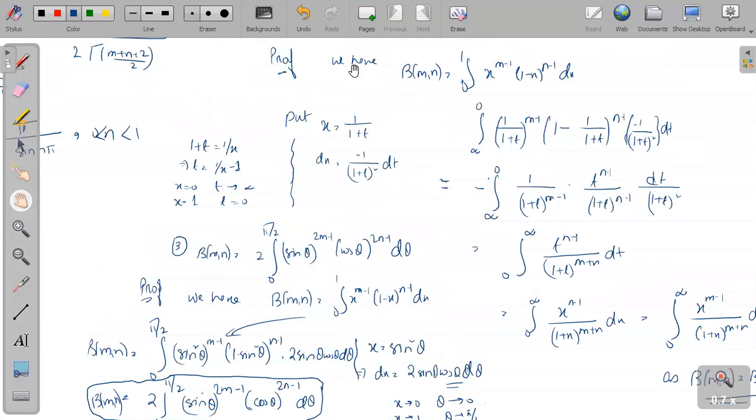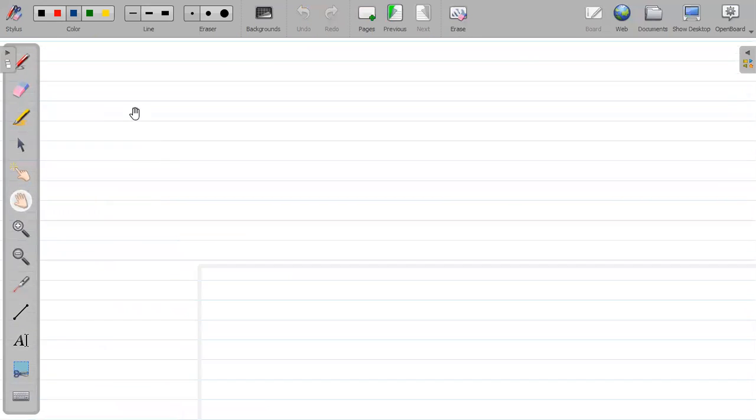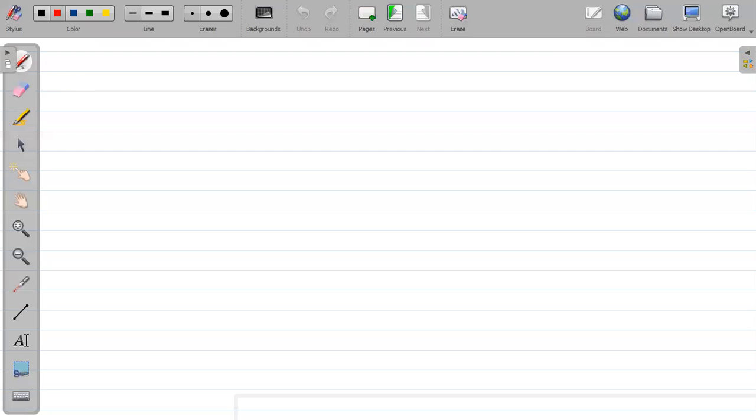So these are the properties of the beta function. I am moving to the next page. Very, very important: the relation between gamma and beta function.